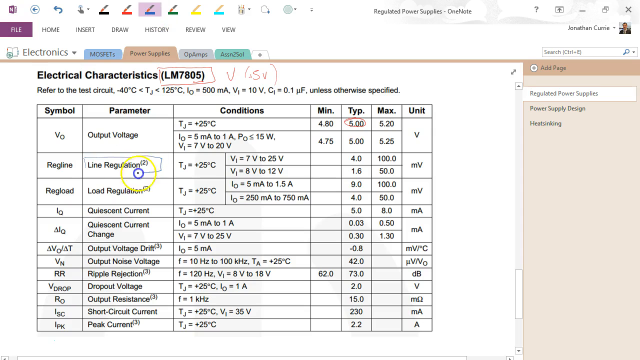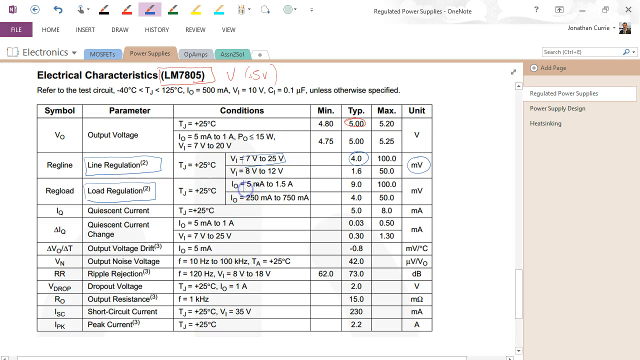But we see we have parameters here that we've been talking about, the line and the load regulation. In this case, our line regulation, if our voltage in changes from 7 to 25 volts, we see our output voltage changes, note the units, by 4 millivolts. So even if our input changes by 18 volts, our output only changes by 4 millivolts. So that's quite incredible. Really small output change. We would get nothing like that with our original unregulated supply.